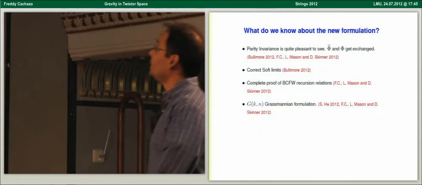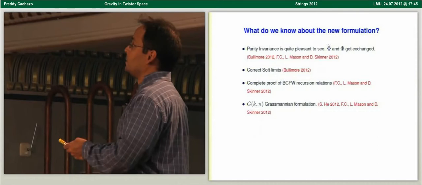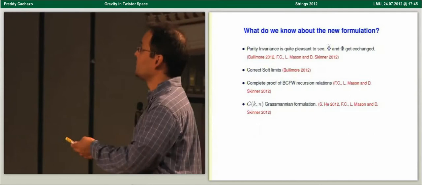Well, parity invariance is quite pleasant to see because in this case phi tilde and phi get exchanged. It has the correct soft limits. By now we have a complete proof that it satisfies the BCFW recursion relations, and we also have a Grassmannian formulation.